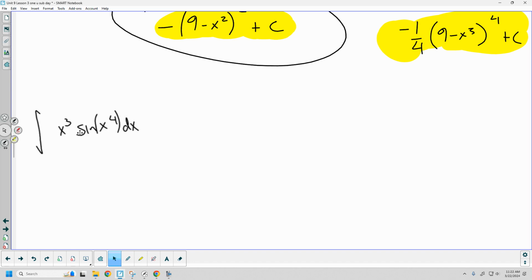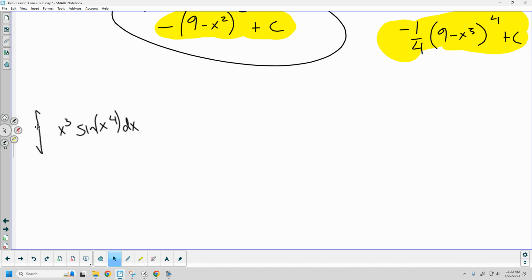We want to undo u's derivative. U substitution undoes u's derivative first. So we have u, which is the inside function. We take its derivative. We undo its derivative by dividing. Sometimes we'd have to multiply.